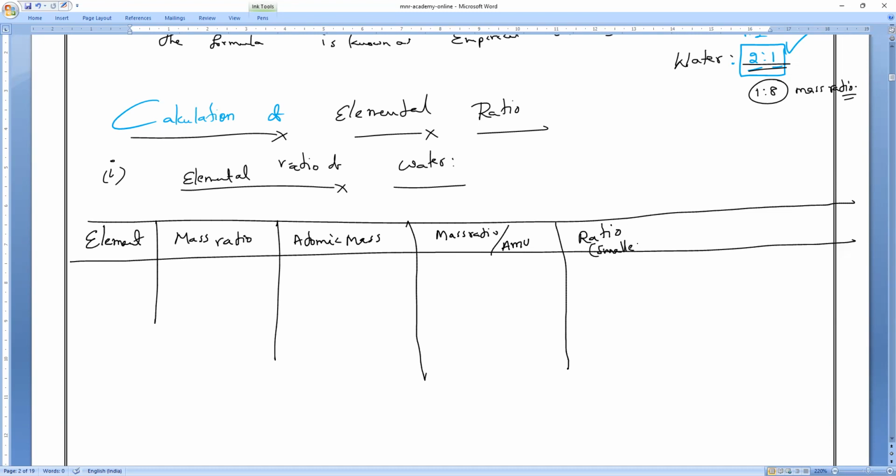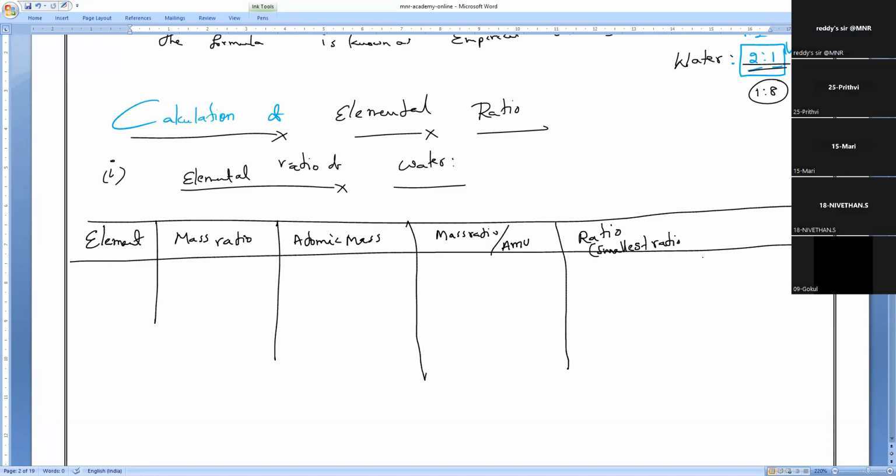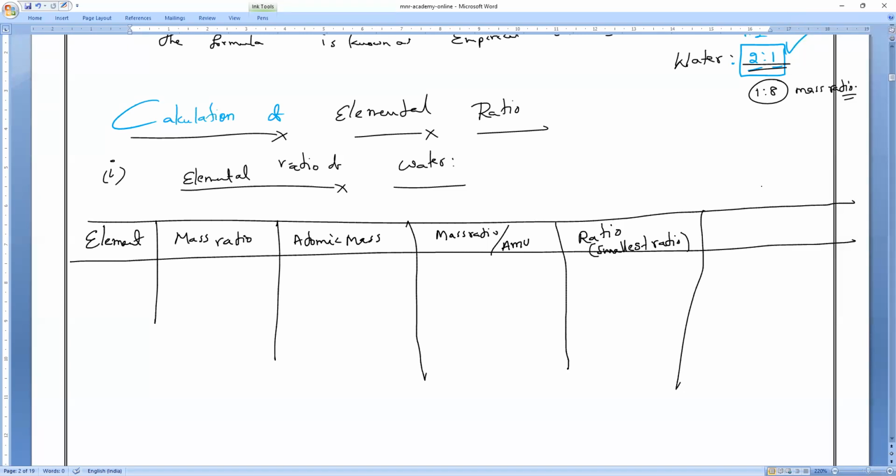Ratio, smallest ratio. This is another heading. You have to keep it. And the last heading is simple whole number ratio. Simple whole number ratio. Okay. So once I teach one or two, you'll be on the right track.